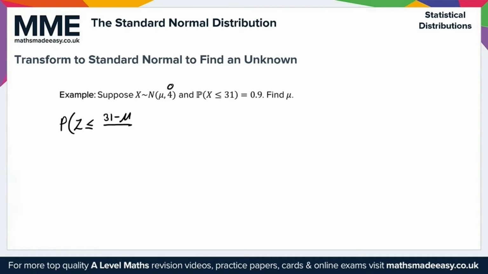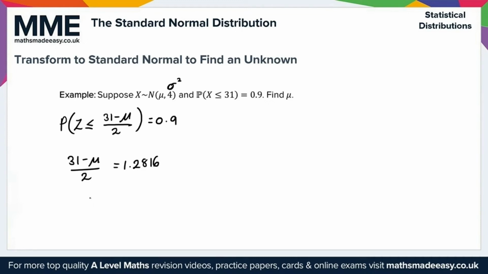Now this is sigma squared. So remember, we square root this value here. So the square root of 4 is 2. So we have 2 here. And we know this is equal to 0.9. So now, from the percentage points table, what we get then is 31 minus mu over 2 is equal to 1.2816.